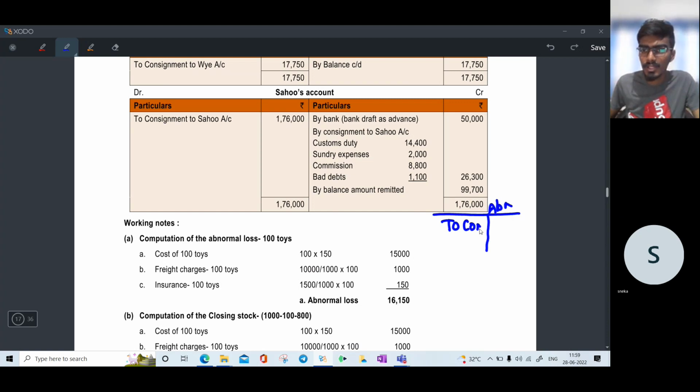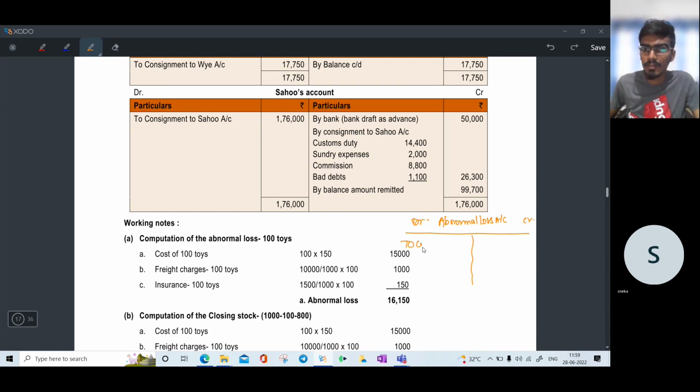Abnormal loss account. Wait. Just a minute. I will write it down clearly so that you will also get the concepts clearly. Write it as abnormal loss account, credit, debit.